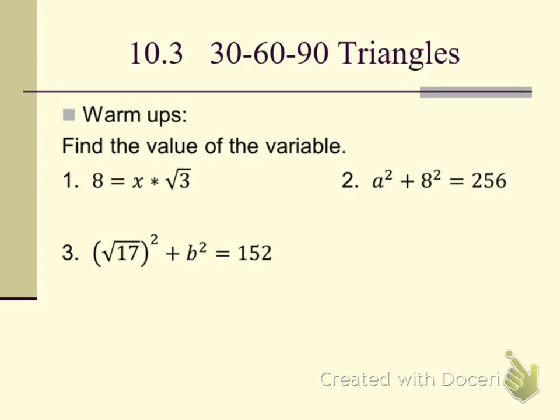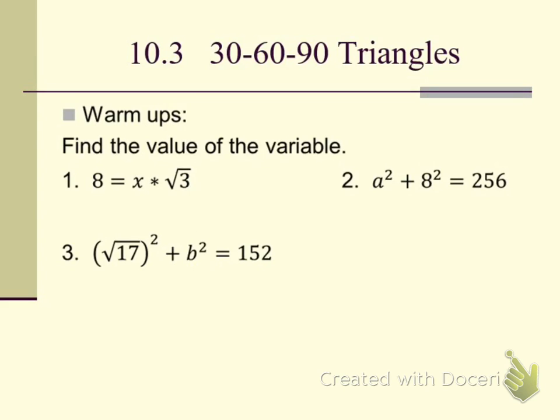All right, today we are starting section 10.3. We are dealing with a different type of special right triangle. Today they will be 30, 60, 90 triangles. To warm up, we're going to do a little bit of algebra, solve for the variable.